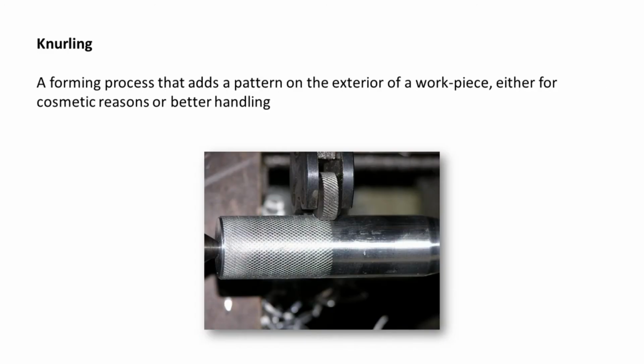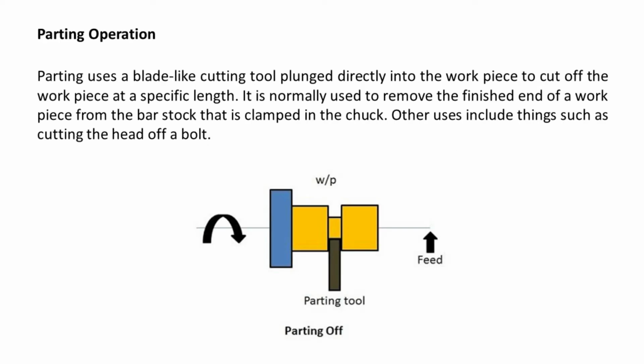Knurling. A forming process that adds a pattern on the exterior of a workpiece, either for cosmetic reasons or better handling. Parting operation. Parting uses a blade-like cutting tool, plunged directly into the workpiece to cut off the workpiece at a specific length. It is normally used to remove the finished end of a workpiece from the bar stock that is clamped in the chuck. Other uses include things such as cutting the head off a bolt.